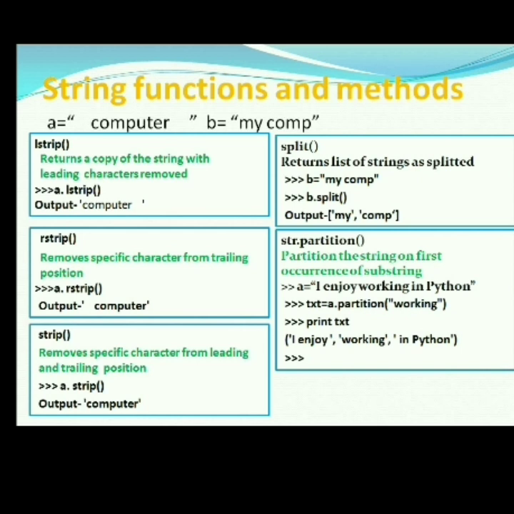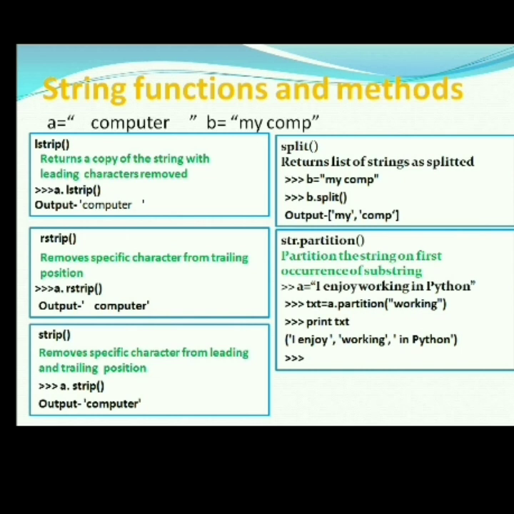Lstrip method returns a copy of a string with leading characters removed. Rstrip removes specific characters from the trailing position, and strip removes both the leading and trailing characters. Lstrip removes white spaces from the leftmost end. Rstrip removes white spaces from the rightmost end and strip will remove from both left and right ends.